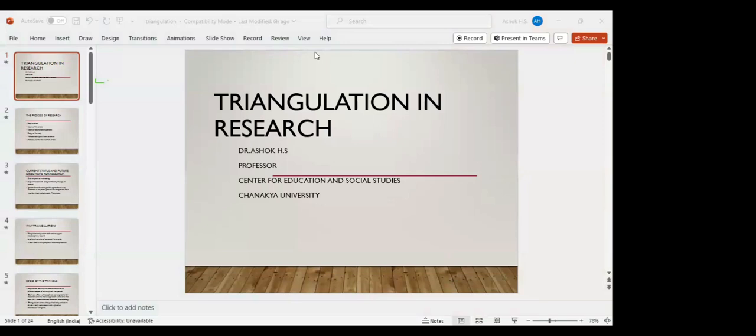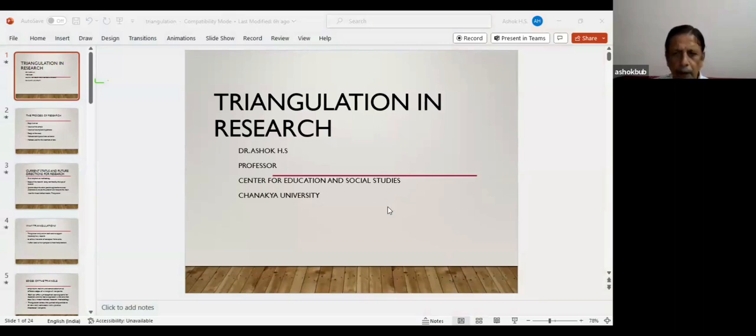Sir, we have a question from one of the participants, and the question is, how can triangulation be used in policy and legislative development? Okay, legislation development, yeah.